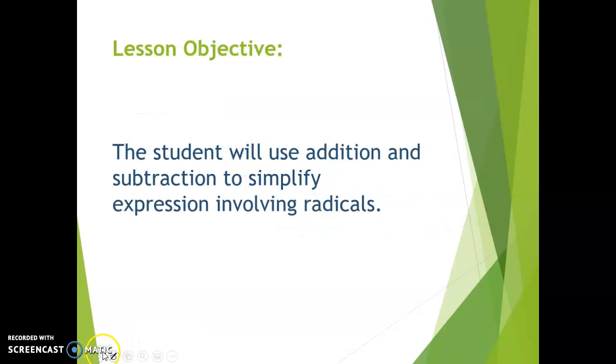Our lesson objective for today, now moving forward past the warm-up, is that you, the student, will use addition and subtraction to simplify expressions involving radicals.